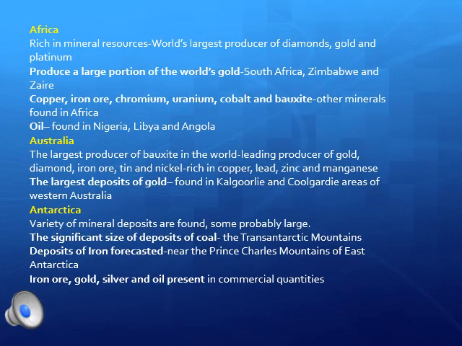The world's largest producer of diamond, gold, and platinum is Africa. South Africa, Zimbabwe, and Zaire produce a major part of the world's gold. Australia is the leading producer of gold, diamond, iron ore, tin, and nickel, and is the largest producer of bauxite too.